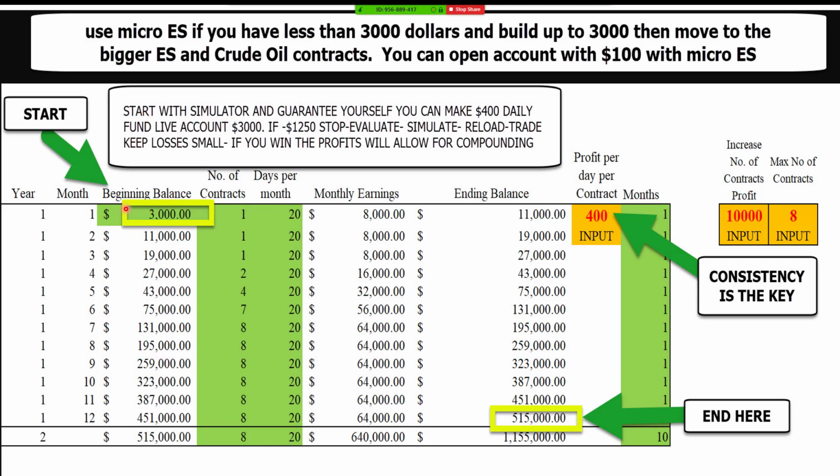Once you can guarantee yourself that you can make money, then and only then do we tell people, look, start with $3,000 in your account. You don't need a bunch of money. If you can't turn $3,000 into 10 or 12 grand by the end of the month, you're not doing what we do properly. So if for some reason you lose $1,250, stop and start over. Because you should be able to take $3,000, if you do it properly, and turn it into $500,000.